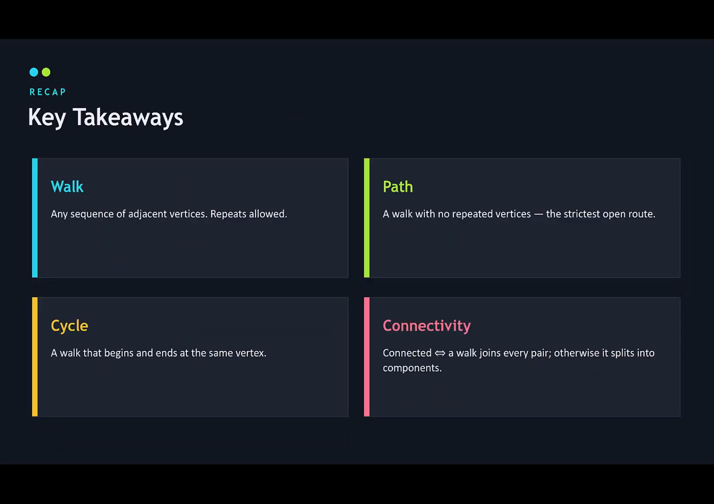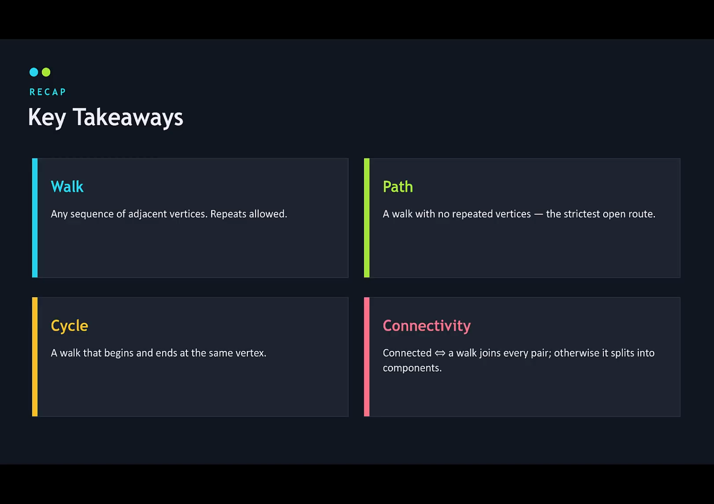As a quick recap, let's look at our key takeaways. A walk is any sequence of adjacent vertices. Repeats are allowed. A path is a walk, but we can't repeat vertices, which means we have a strict open route. A cycle is a walk that begins and ends at the same vertex. Because a cycle is a walk by definition, we're not going to have any repeated edges or vertices. The only thing you'll see twice is the vertex that it starts and ends with.